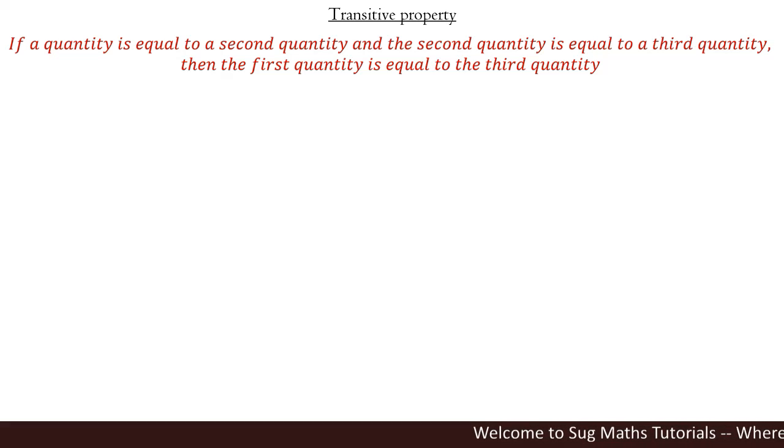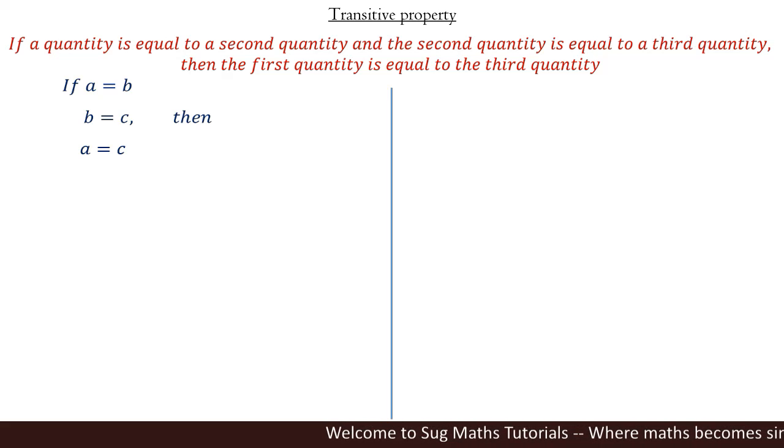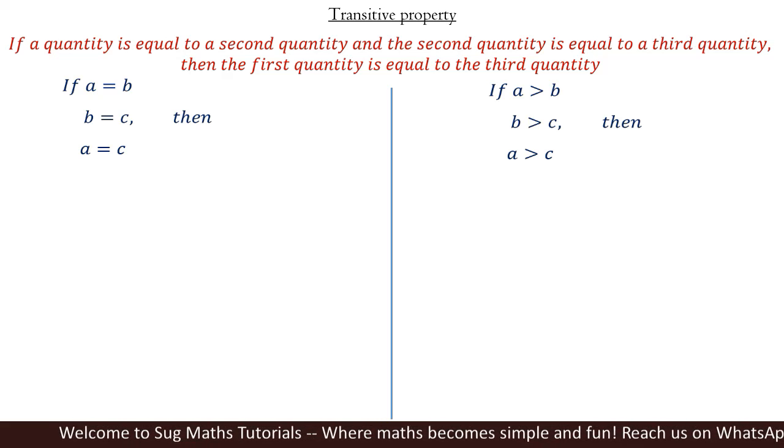Take a look at this statement very well. Now, let's represent it symbolically or mathematically. We said if A is equal to B and B is equal to C, then A is equal to C. You can write this law in equality or inequality. This is equality. We can have it in inequality like this: if A is greater than B and B is greater than C, it means that A is greater than C.